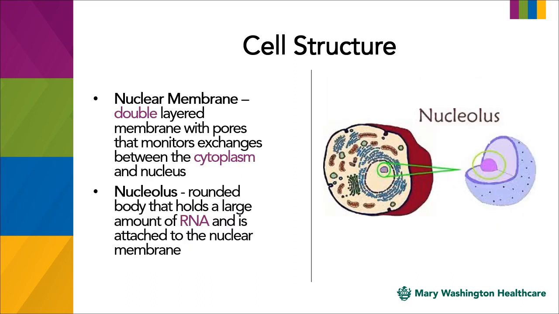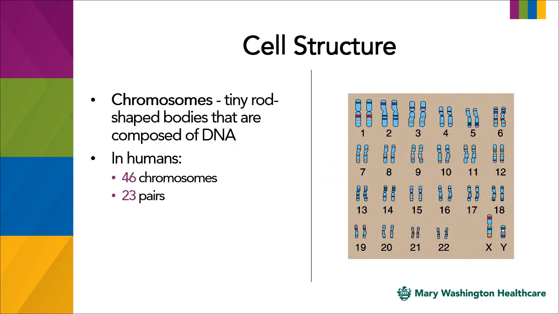The nuclear membrane is a double-layered membrane with pores that monitors exchanges between the cytoplasm and the nucleus. The nucleolus is a round body that holds a large amount of RNA and it's attached to the nuclear membrane. Chromosomes are tiny rod-shaped bodies that are composed of DNA. In humans, there are 46 chromosomes, and of that, there's 23 pairs.